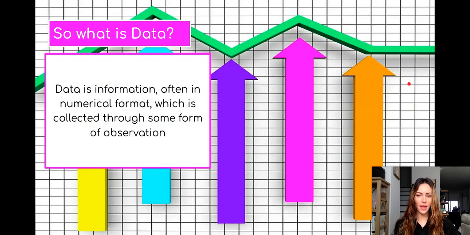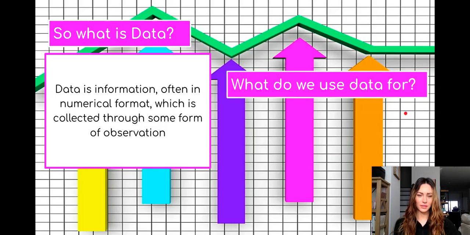Oftentimes, and what we're looking at today, data is in the numerical format. And data is information that's collected through some form of observation. So, looking at something and taking down measurements or some form of observation. So, why do we talk about data so much in science? What is it used for?